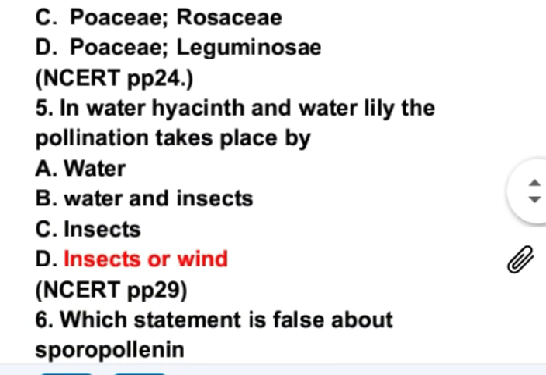Next is, in water hyacinth and water lily, the pollination takes place by. The options given are water, water and insects, insects, insects or wind. The correct option is D, insects or wind. Although these are aquatic plants, the pollination is carried out by insects or wind, because the flowers in these plants emerge out of the surface of water. So pollination is not carried through water but through insects or wind.